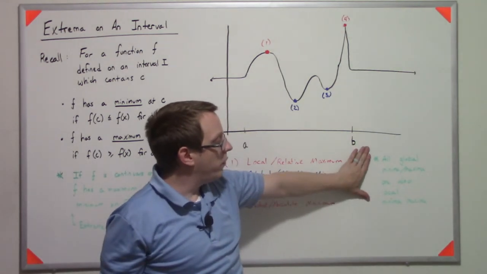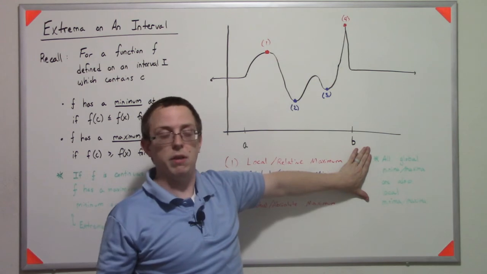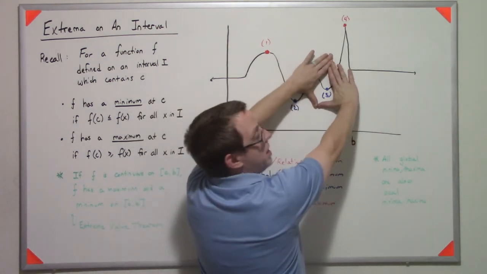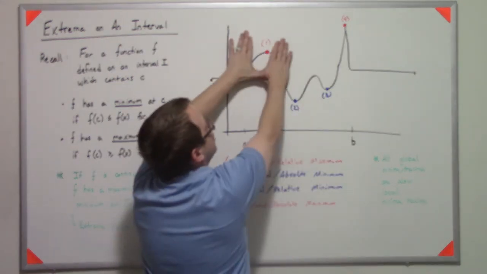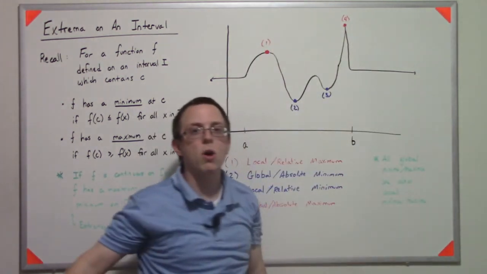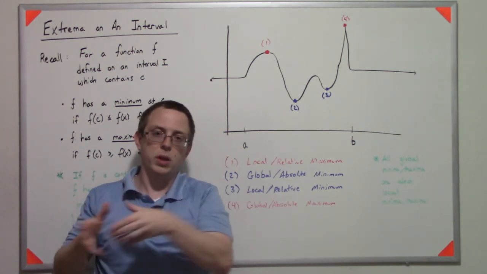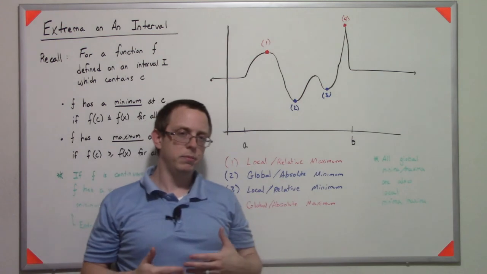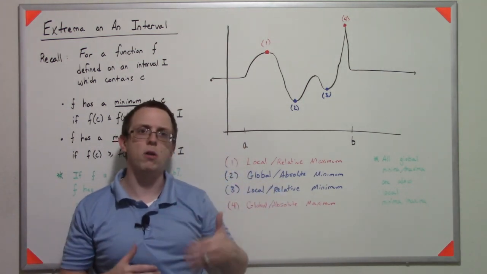I do want to point out that all global minimums are also local minimums, and likewise for maximums. If you think about it, in this guy's little neighborhood, he's the lowest. But in this guy's little neighborhood, he's still the lowest. In this guy's neighborhood, he's the largest. But in this guy's neighborhood, he's also the largest. So every global is a local, but not every local is a global. Hopefully that makes sense, and we're going to do some examples to try to polish this behavior.